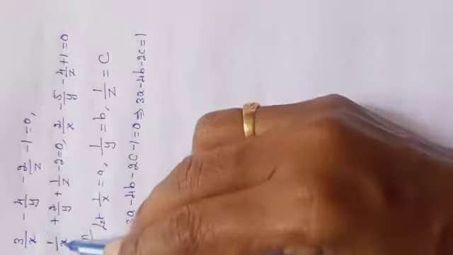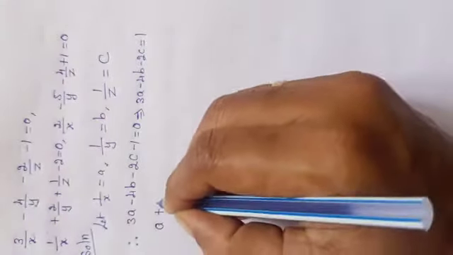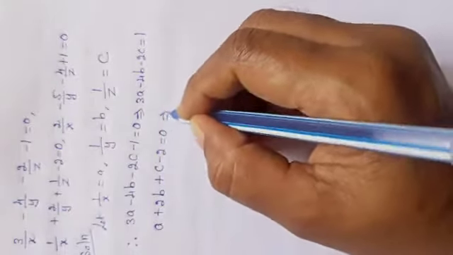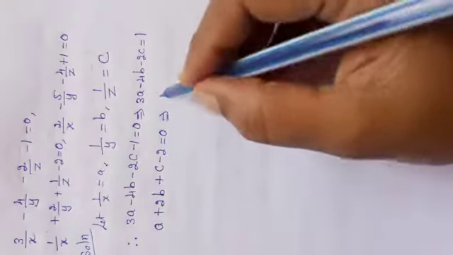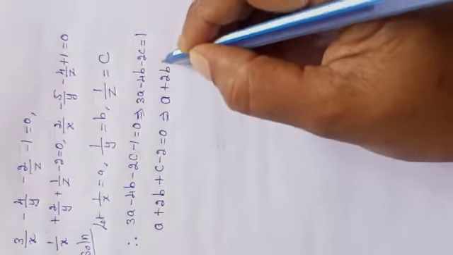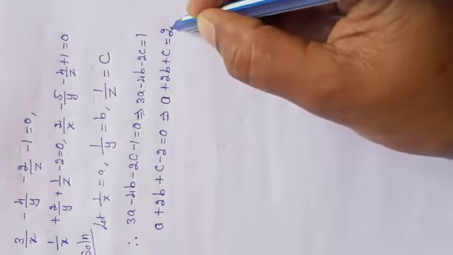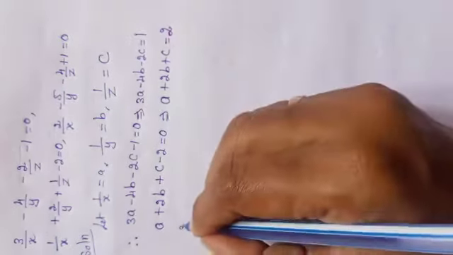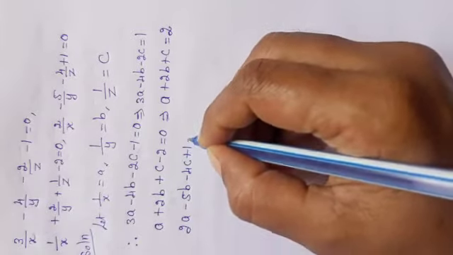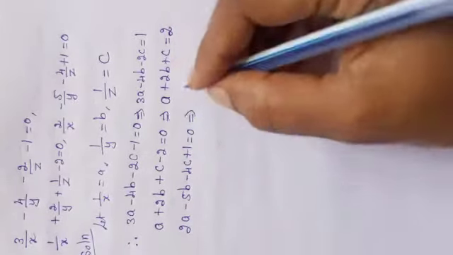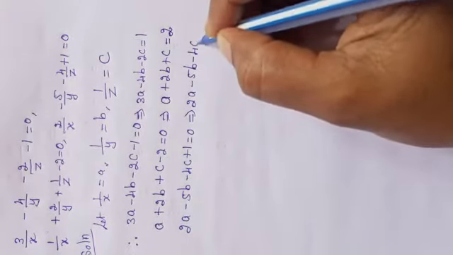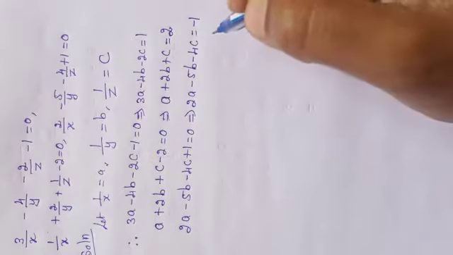Now second equation. See, a plus 2b plus c minus 2 equal to 0. So here also the constant term is in the left hand side. Shall we take to right hand side? So we may get a plus 2b plus c is equal to 2. Now the third equation. 2a minus 5b minus 4c plus 1 is equal to 0, which implies 2a minus 5b minus 4c is equal to minus 1.